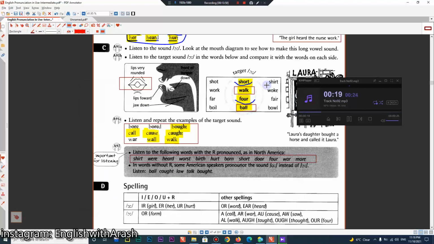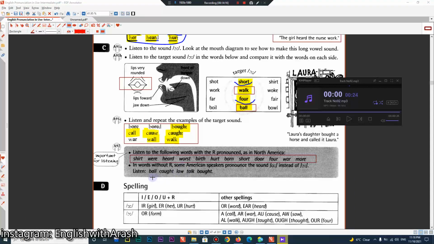Shirt, were, heard, worst, birth, hurt, born, short, door, for, war, more. ball, caught, law, talk, bought.